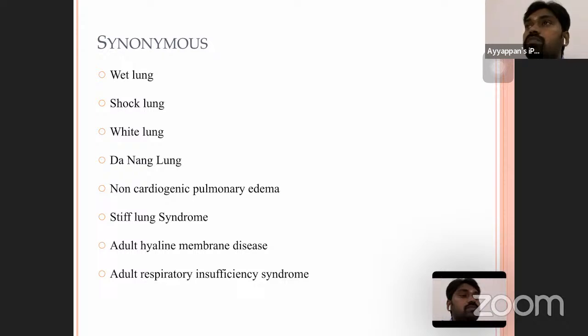When people noticed frothy secretions coming out with bilateral crepts, they named it wet lung because they thought it was watery. And when X-ray evolved into diagnostics, X-ray showed bilateral whiteout, so it was called white lung. Other than that, it was also called Da Nang lung. What is it? It is a place in Vietnam.